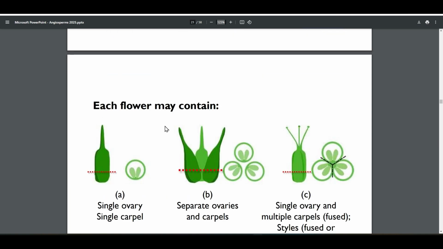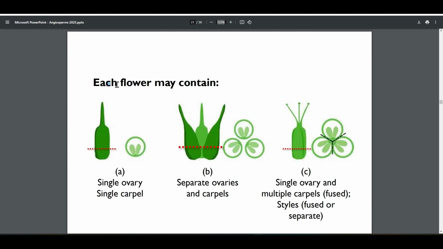All right, this could be a bit tricky for me to explain, but I'll try my best. Each flower may contain a single ovary and one carpel. This entire structure is one carpel, and this part is the ovary. It could also have separate ovaries, so 1, 2, 3 ovaries, and separate carpels, so 1 carpel, 2 carpel, 3 carpel. And finally, it could have one single ovary, which is this entire structure, but multiple carpels or styles.